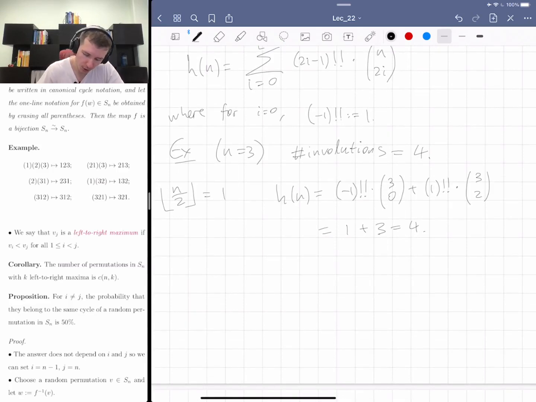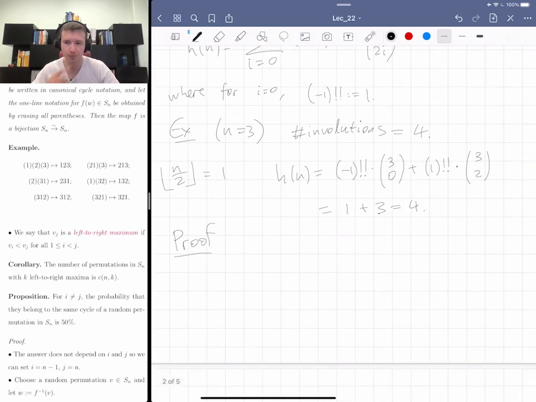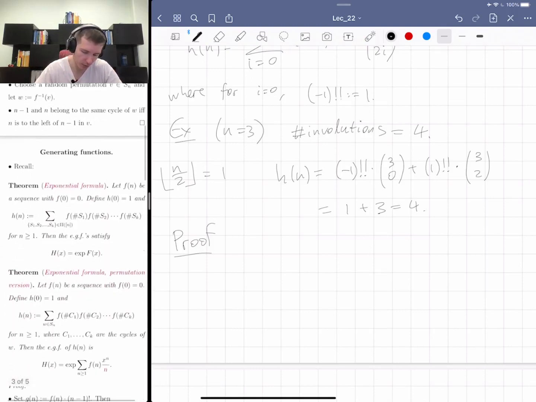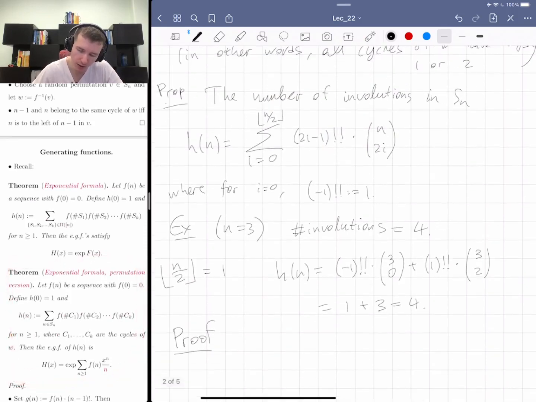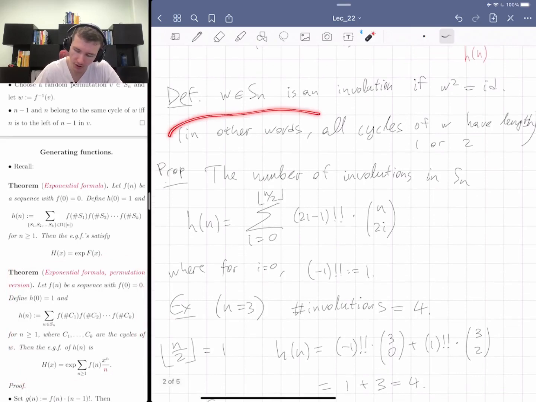Okay, so let's try to prove this. The idea is to apply this formula again, right? Because it's very clear that we should apply this formula because of this description here.